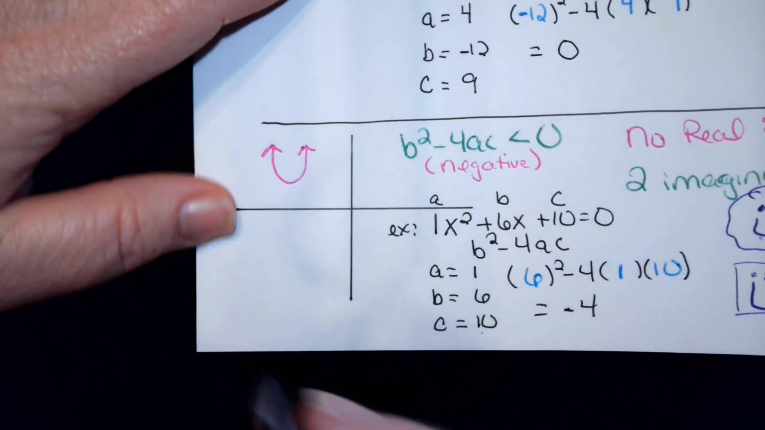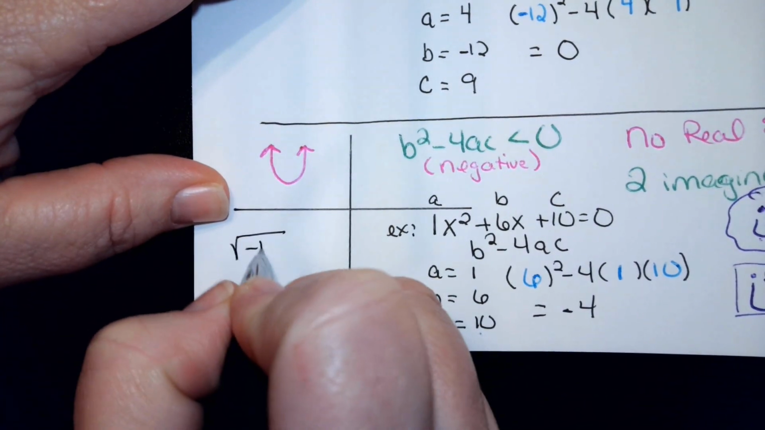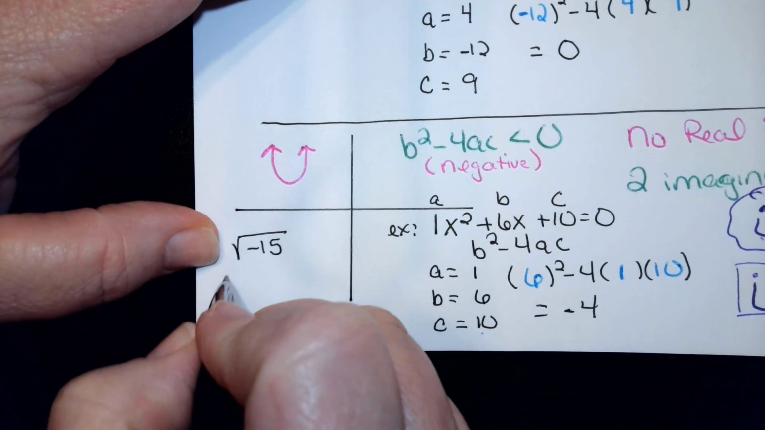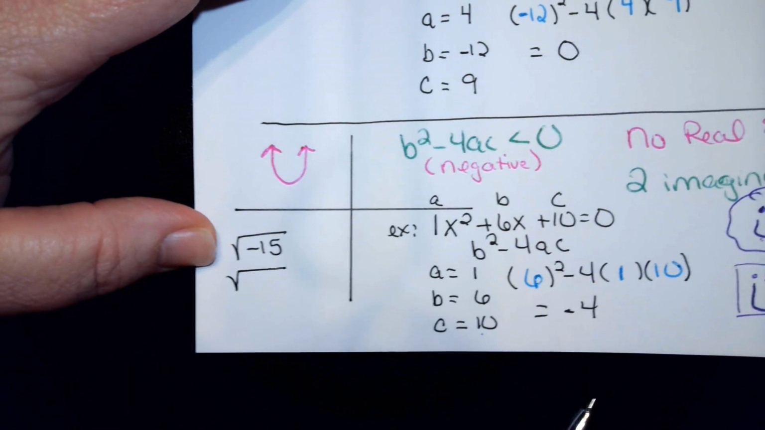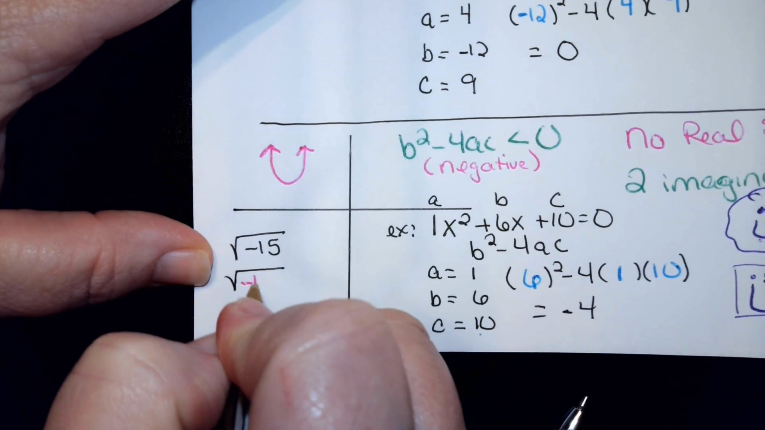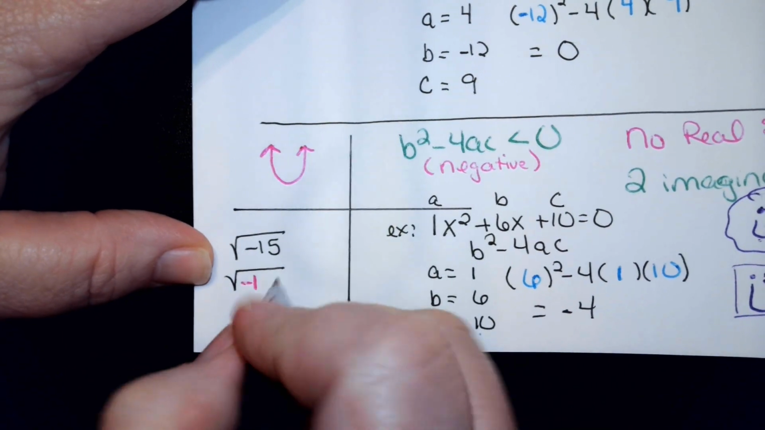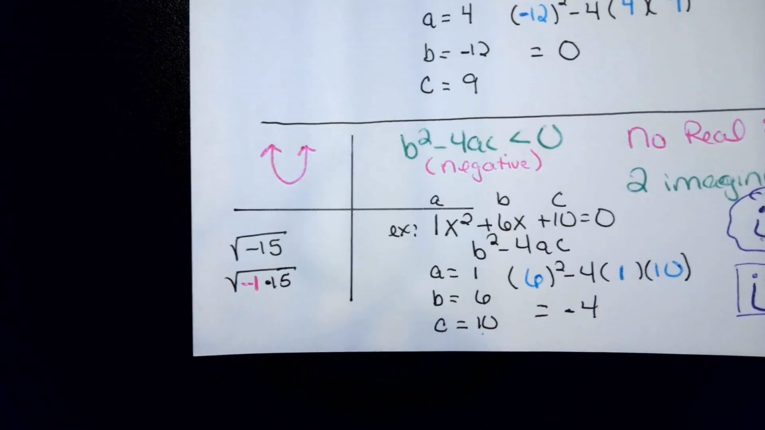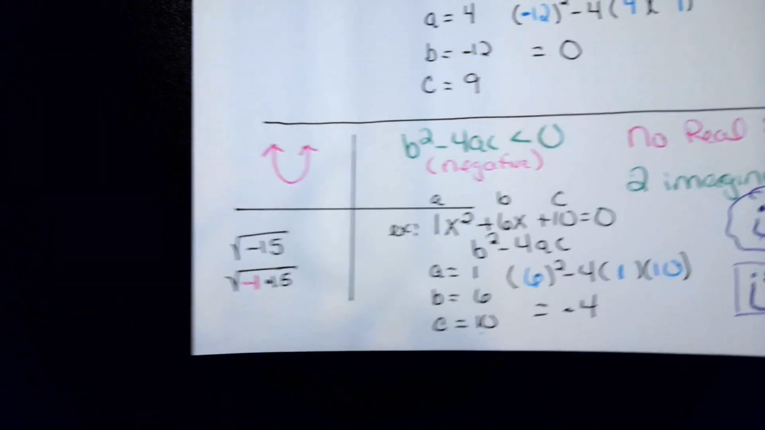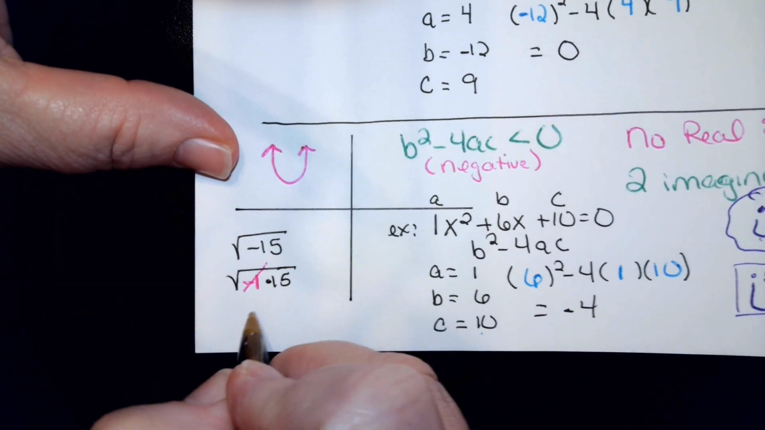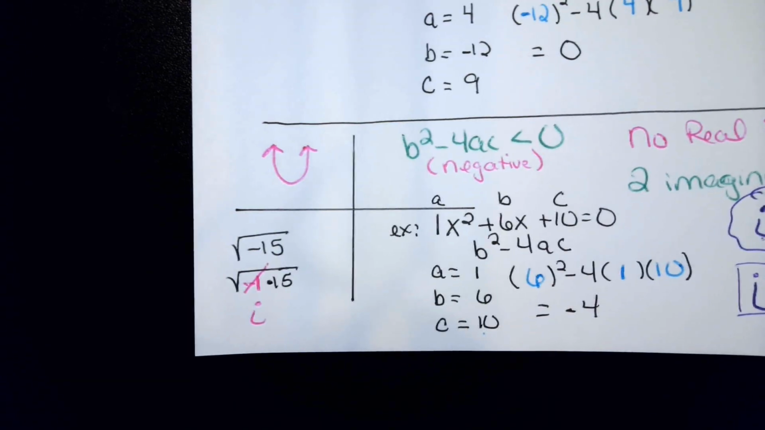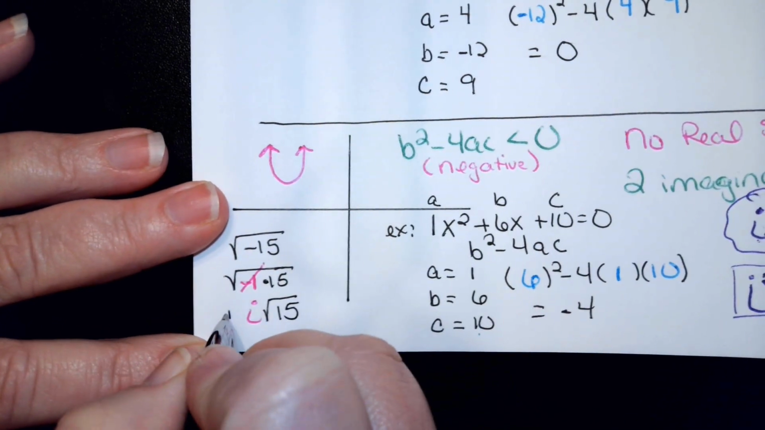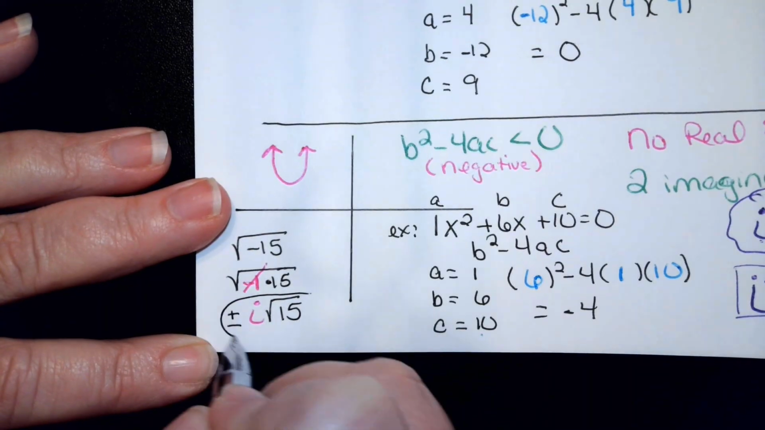I'm going to come over here. Let's say we have the square root of negative 15. All right, again, that's a negative, so we're going to break that down into negative 1 times 15. Well, the square root of negative 1 is i, so that comes out as an i. But 15 is not a perfect square, so it stays under the radical, and we get positive and negative i times the square root of 15.